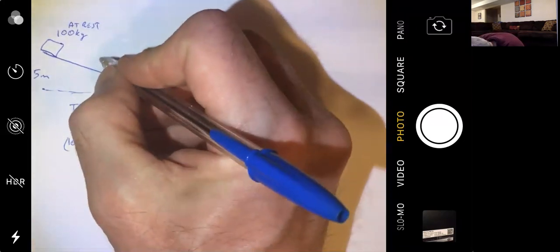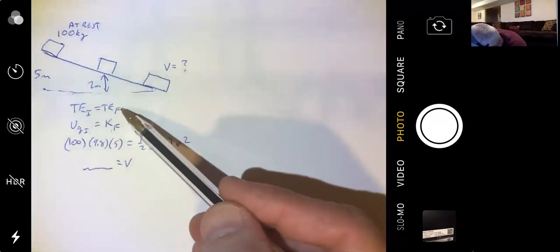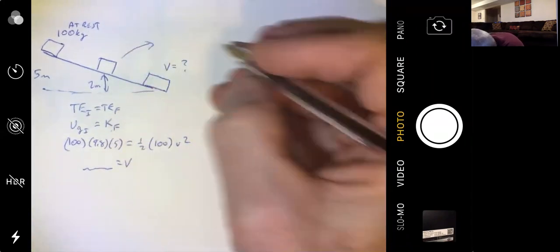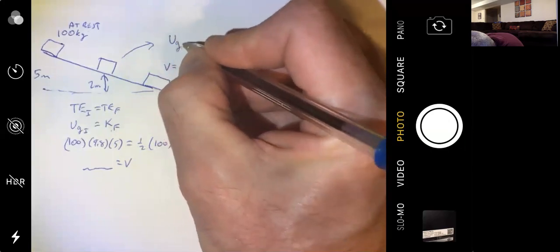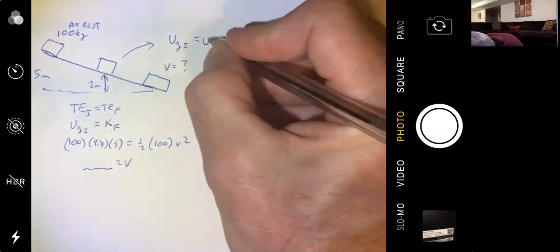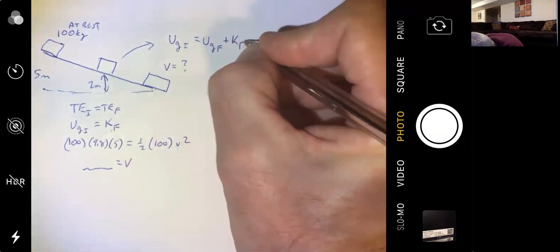Now, how would this problem change if we took the problem and we only did it partway down the hill? Well, we're still going to have the law of conservation of energy taking place, but in this case, we'd have to realize that we'd be looking at a situation where our initial potential energy is converting into not only kinetic at the end, but it's still going to have some potential here. So we'd have UGI equals UGF. So the initial potential is equal to the potential at the end, the final potential, plus the kinetic.